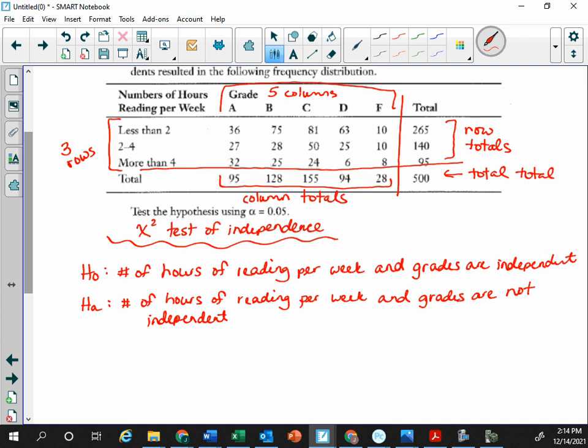All right, are we okay with the null and alternative? So just put your context in there, but otherwise you say the same thing every time. Say not independent, I know.